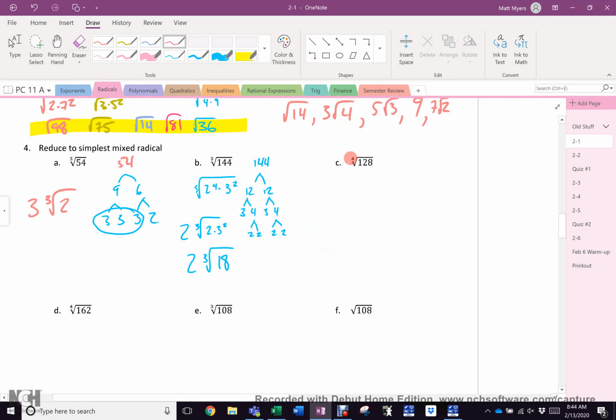128 with a 4th root. I'm going to stop there. Why? Because I've memorized that 16's fourth root is 2. Because knowing the 2 exponents is a really good thing to know.